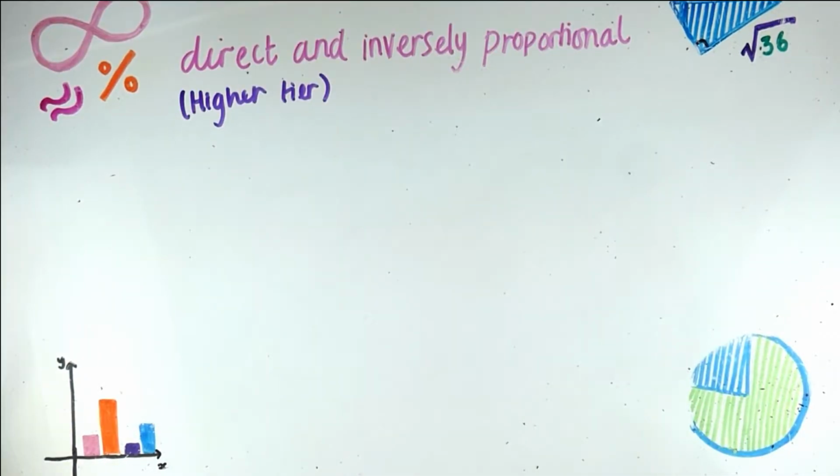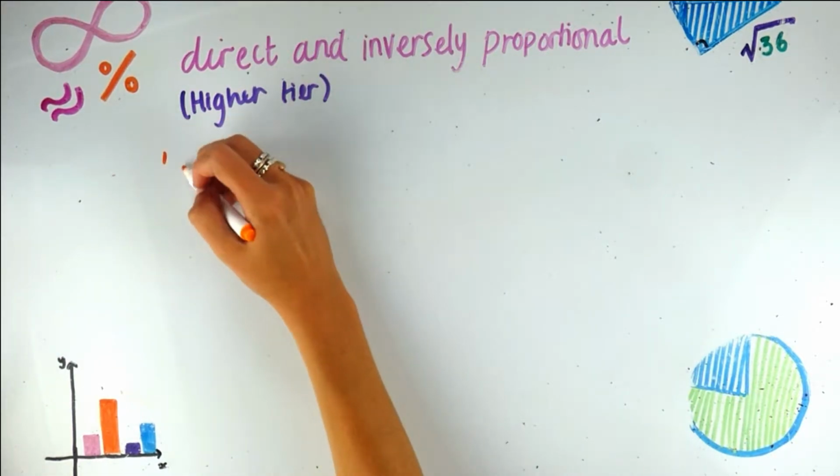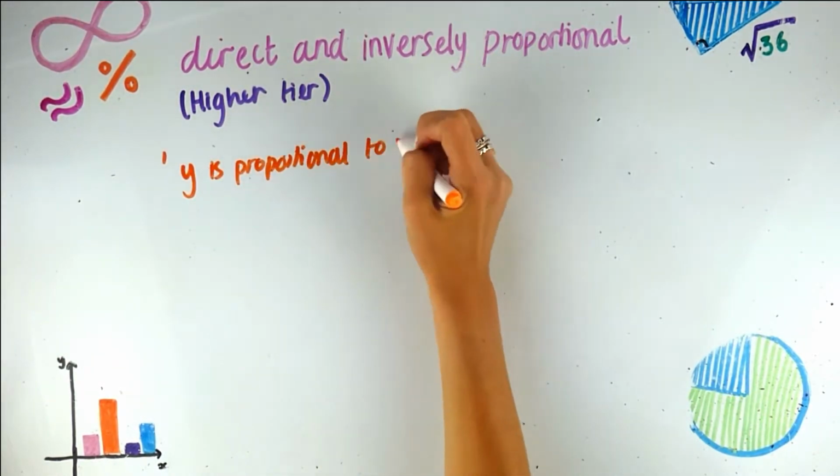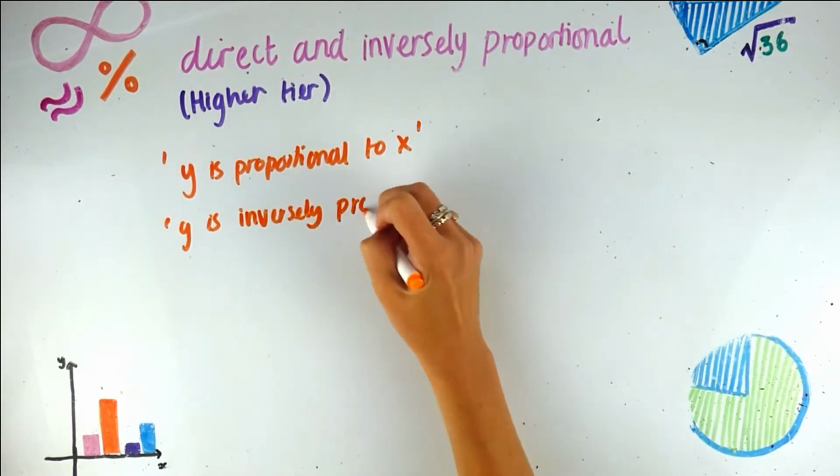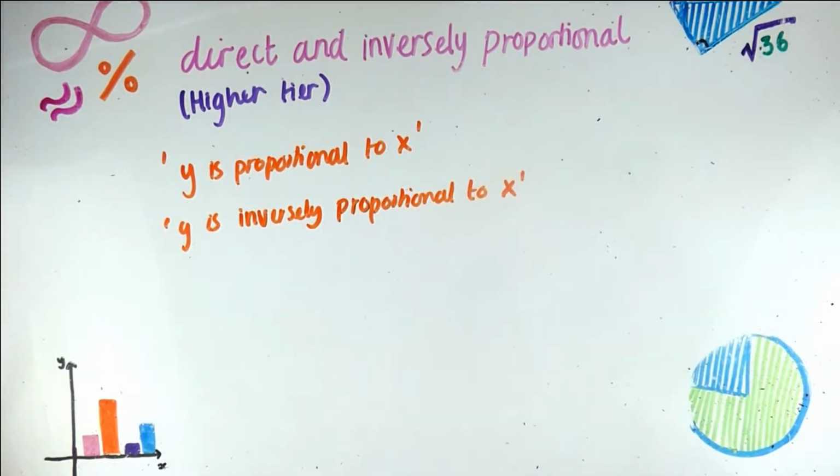This is direct and inversely proportional, the extended version for higher tiers. You have to know the other stuff before, but then also this stuff. So when we say y is proportional to x, or y is inversely proportional to x, in mathematical terms we can write something different.